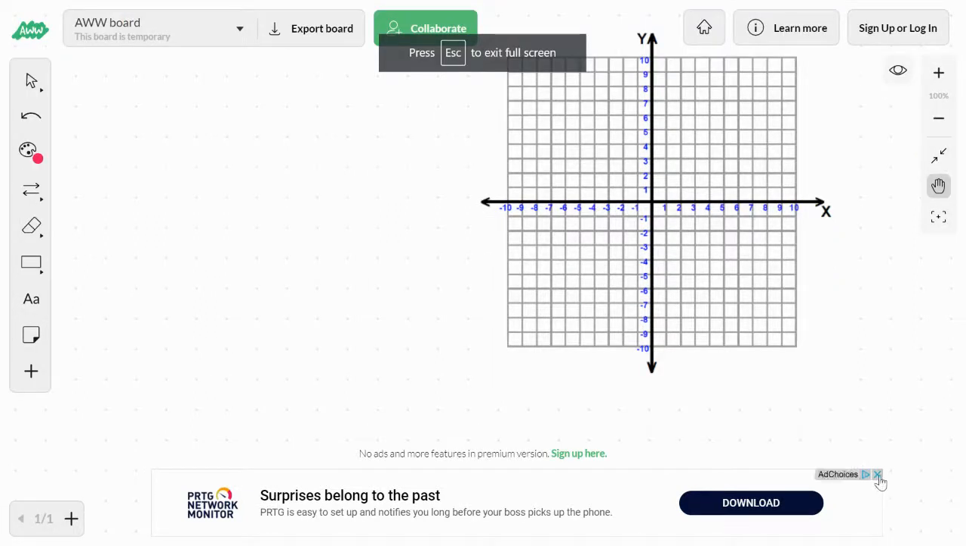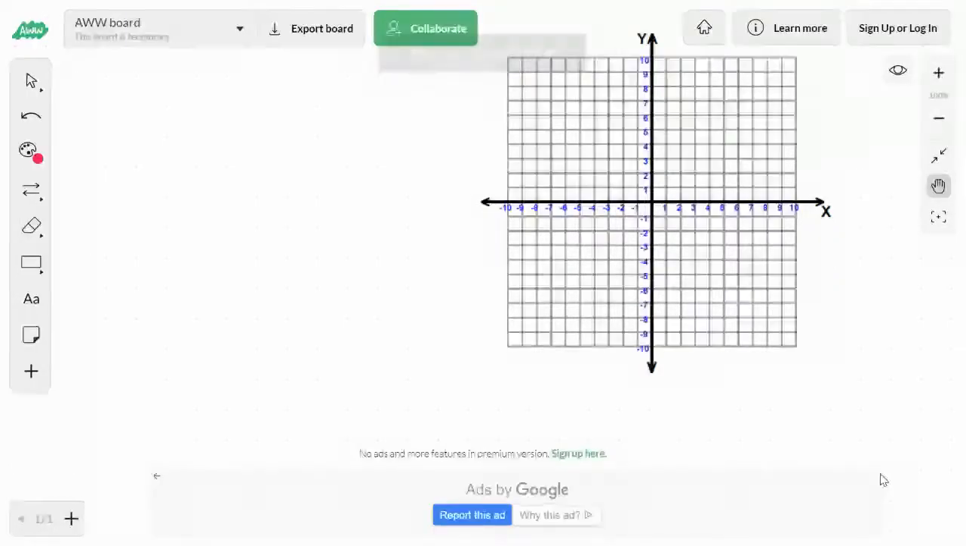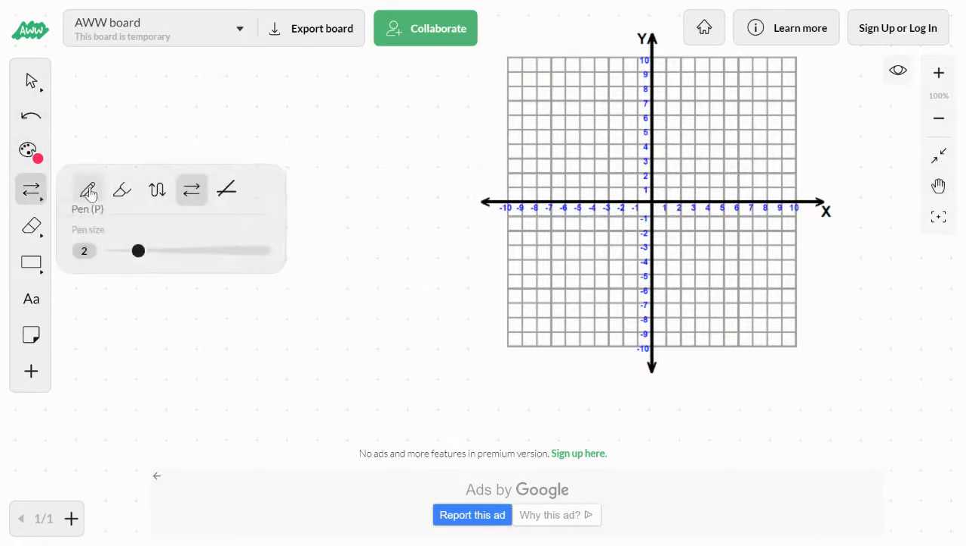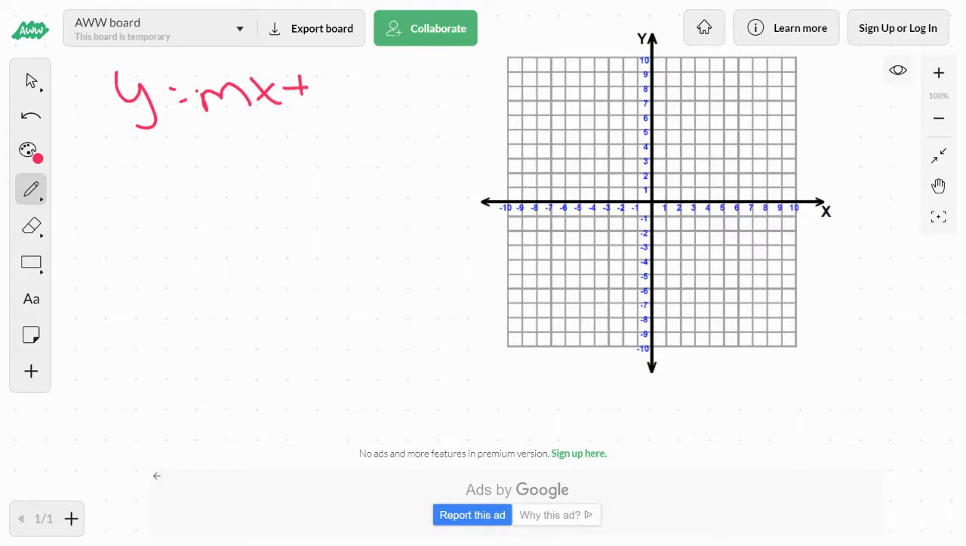Alright guys, so I wanted to make a video talking about a lot of the mistakes I've seen with slope-intercept form and you guys trying to graph. So slope-intercept form is y equals mx plus b, where m is slope and b is y-intercept. So let's say my equation was like y equals 3x minus 2.